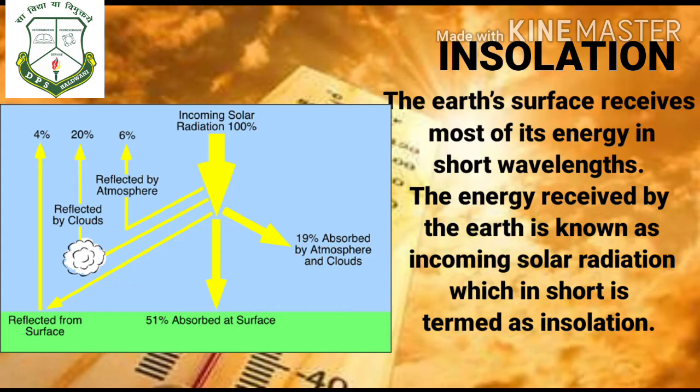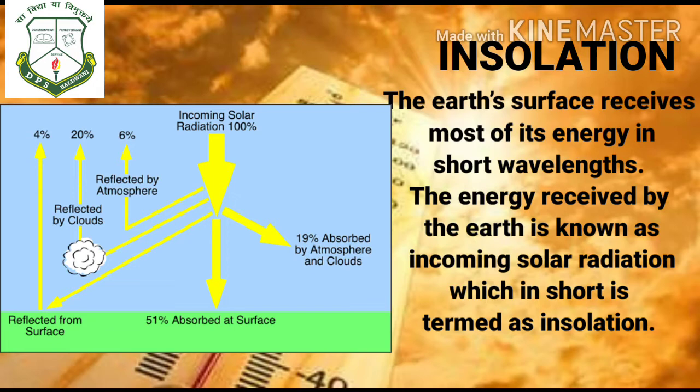Students, the incoming solar energy which is received by the earth is called insolation. The amount of insolation decreases from the equator to the poles. Therefore, places situated close to the equator are hotter than places situated close to the poles. The insolation is greatest when the sun is directly overhead, that is around noon.